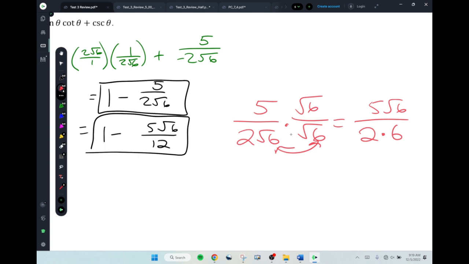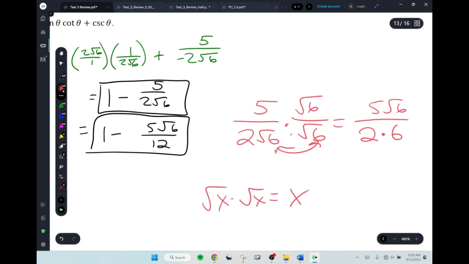They don't combine to be 6. That's what the square root means. The opposite of a square root is a square. The square root of x times the square root of x is... Thank you. That's important. That's the definition of square root, actually. There's no other reason for the square root to exist if that's not true.